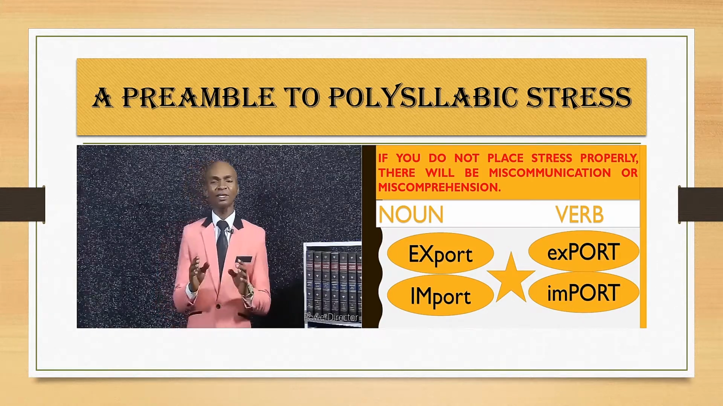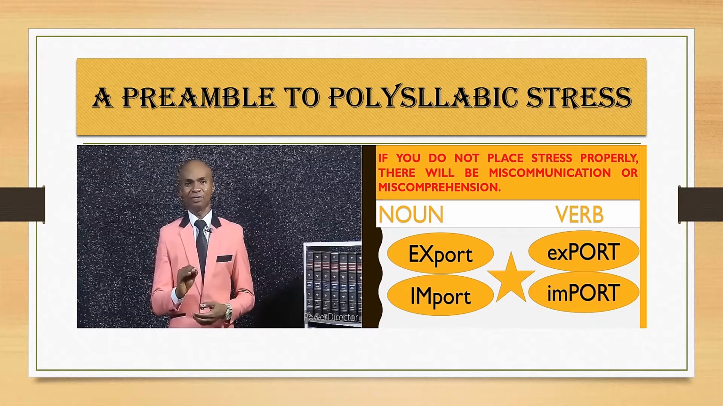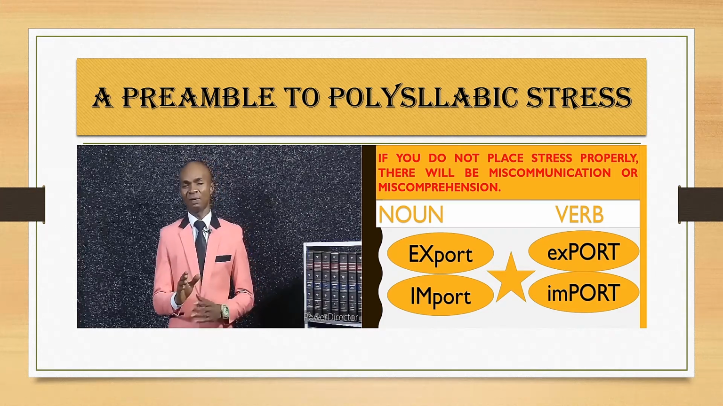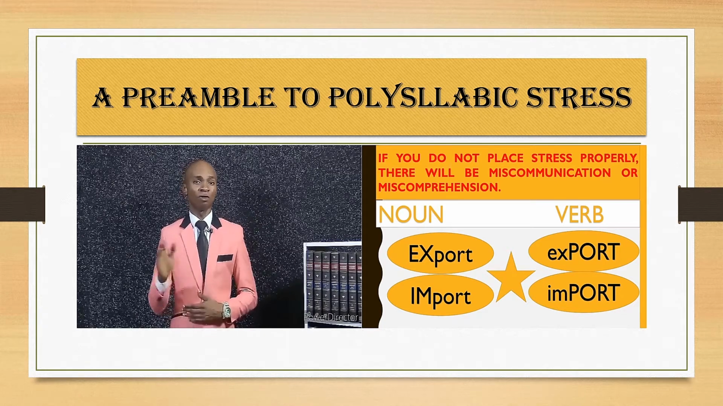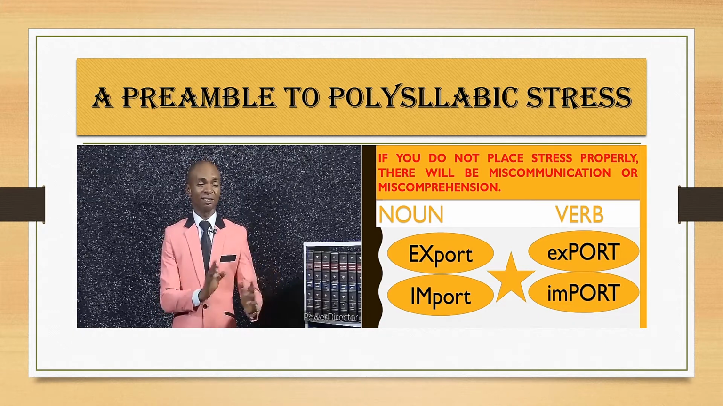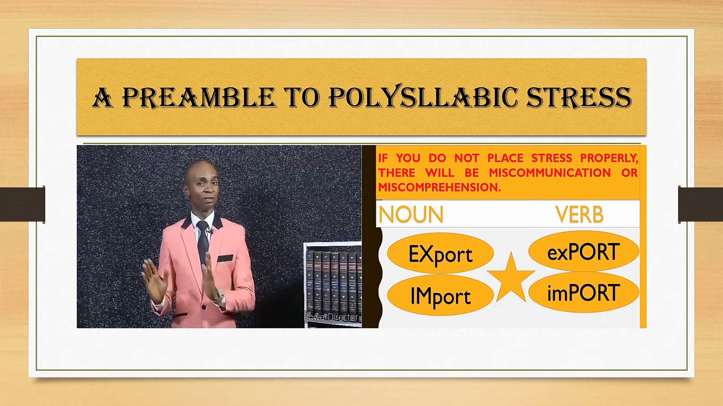Now, for examination purposes, you're usually required to identify stress on polysyllabic words. In other words, you're given options and asked to determine where the stress is on that word. So that's what we're going to be looking at today. We're going to give you rules that will guide you in stress placement. Before we go straight on, we have to look at stress on 2-syllable words, because some of the rules there apply to polysyllabic stress.